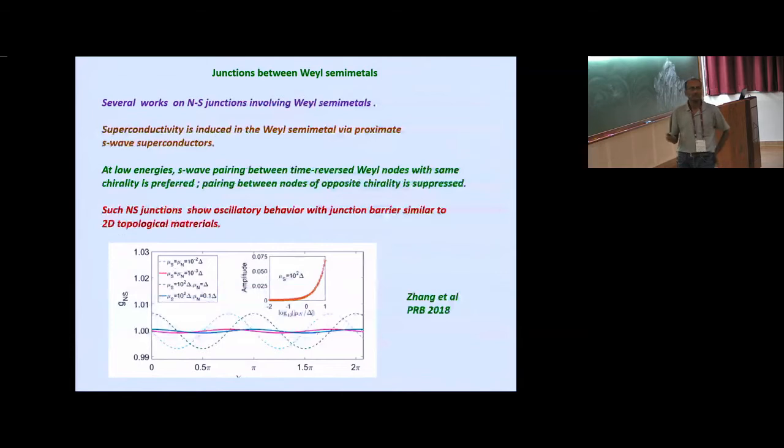So junctions between Weyl semimetals, just like junctions in graphene, have also been studied, and recently by this group. And it was found that if you induce superconductivity by proximity effect in one of these Weyl semimetals and put it up against another which is normal, as in normal metal superconducting junctions, the NS junction shows oscillations as a function of the intermediate barrier strength. And this is somewhat similar to what you see in graphene.